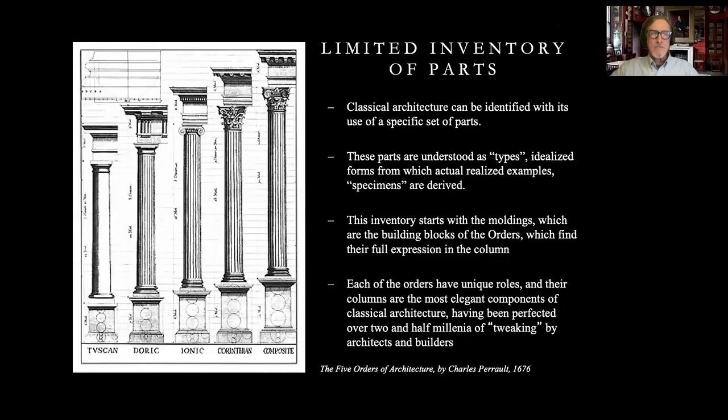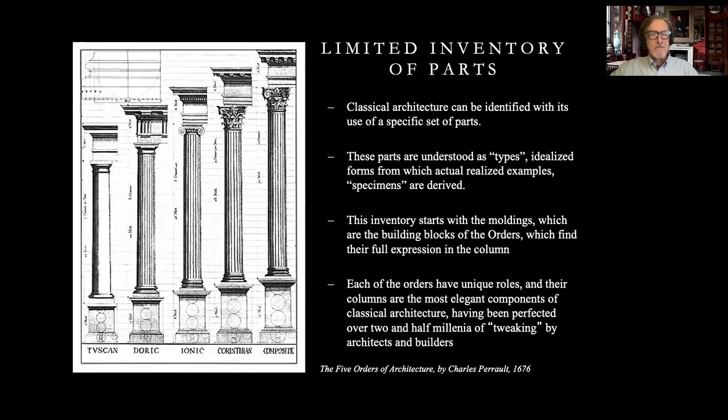A limited inventory of parts. Classical architecture can be identified by its use of a specific set of parts. We call these the elements of classical architecture. These parts are understood as types, which are idealized forms from which actual realized example specimens are derived.